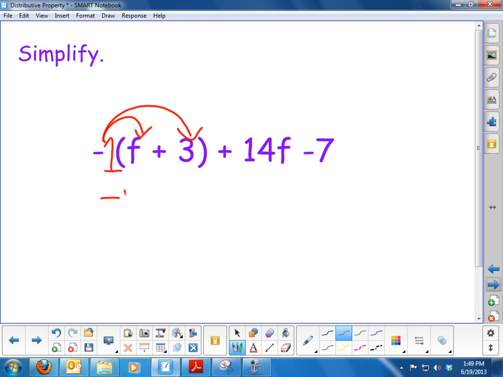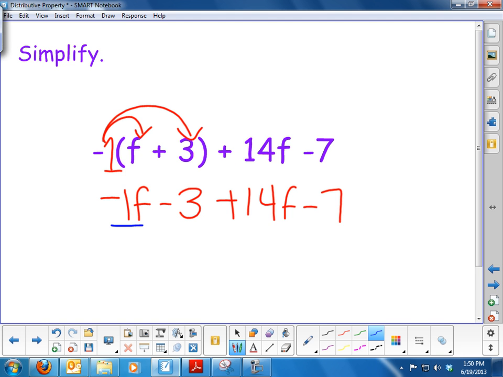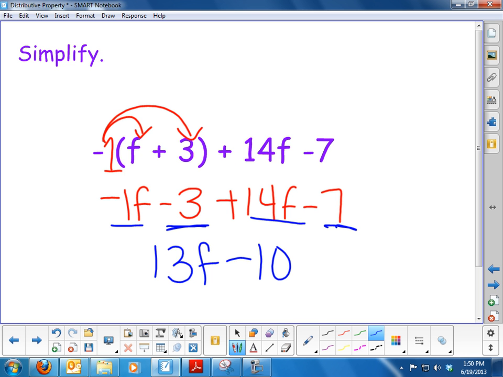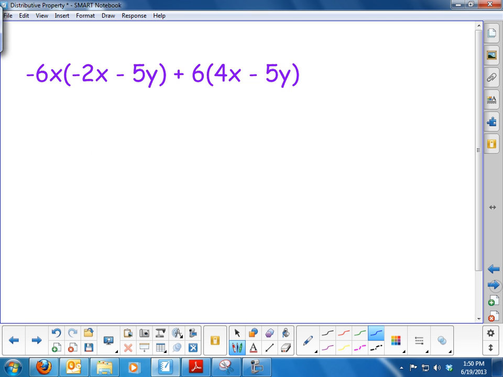So I'm going to distribute a negative 1 into what's inside my parentheses. Negative 1 times f is negative 1f. Negative 1 times 3 is negative 3, so minus 3. I'm done distributing because I'm done with my parentheses. I'm not done with the problem, though, with simplifying this expression because I have like terms that can be combined. Negative 1f plus 14f is 13f, and negative 3 minus 7 is negative 10. Keep in mind there's another way of writing that using the commutative property.